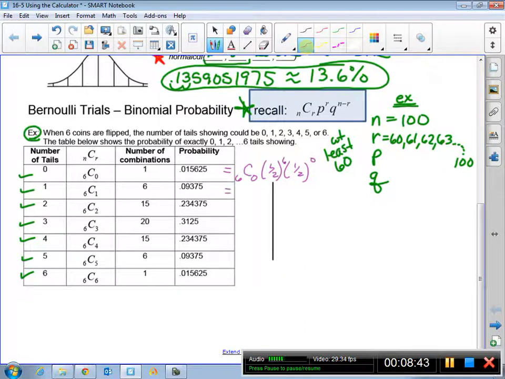This one was computed using 6 choose 1. I did that backwards, sorry about that. 1/2 to the 0, 1/2 to the 6th. This would be 1/2 to the 1, 1/2 to the 5th, and this would have been 6 choose 2 tails, 1/2 squared, 1/2 to the 4th, etc. So these are all the probabilities for getting exactly this many tails. You could try one of those if you're curious.